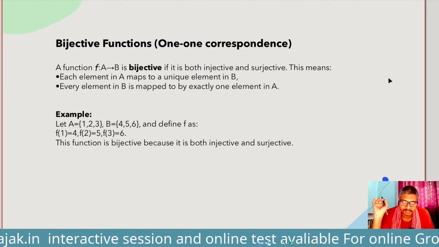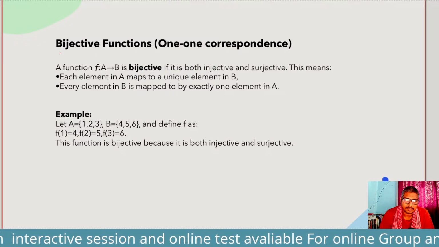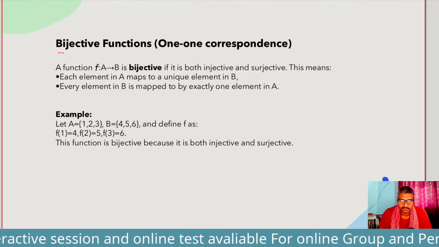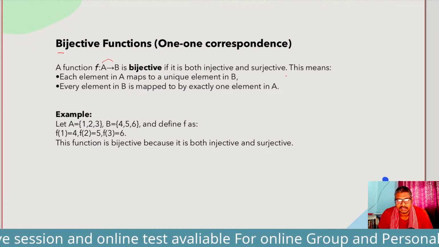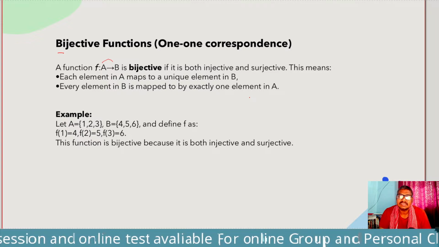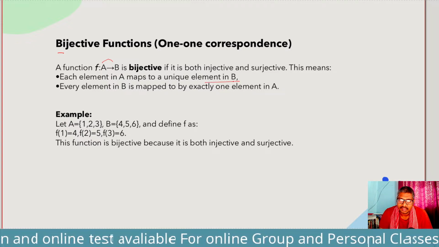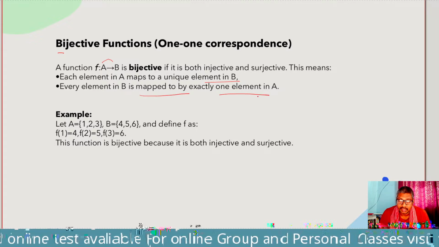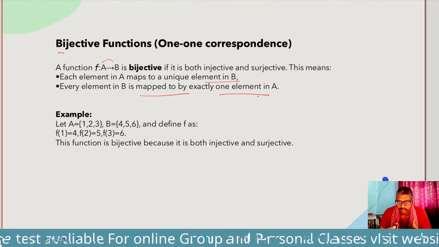Now the bijective. Bijective is interesting. You can see that bi means it's the combination of both injective and surjective. So a function A to B is bijective if it's both injective and surjective. This means each element in A maps to a unique element in B, and every element in B is mapped to exactly one element in A, and their range needs to be equal to the codomain.